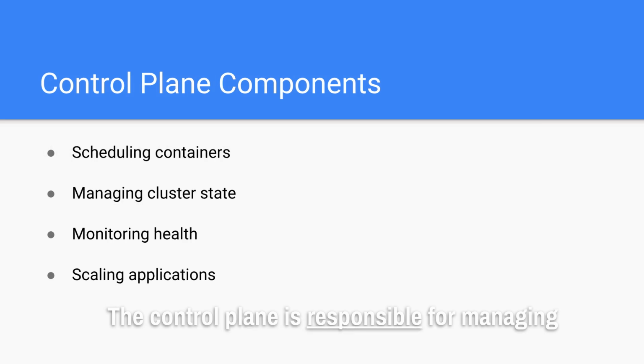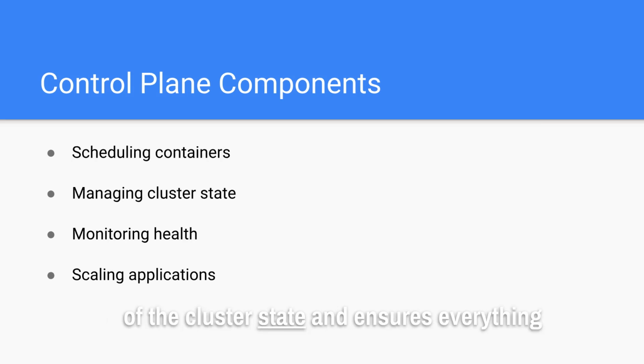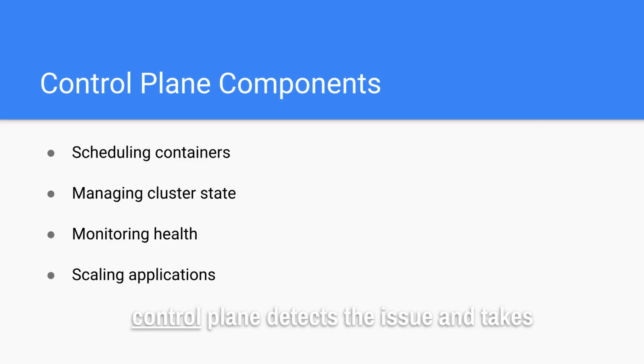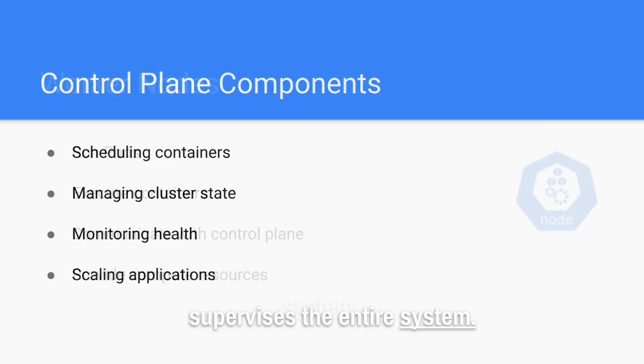The control plane is responsible for managing the entire cluster. It decides where applications should run, monitors the health of workloads, keeps track of the cluster's state, and ensures everything matches your desired configuration. If a container crashes or a node fails, the control plane detects the issue and takes corrective action automatically. You can think of it as the manager that supervises the entire system.